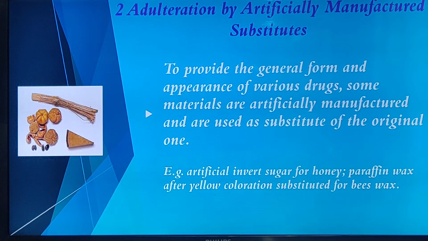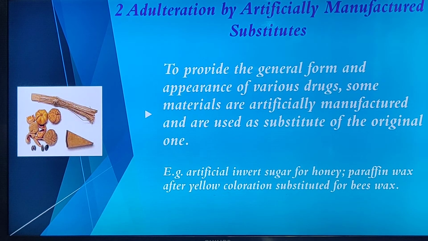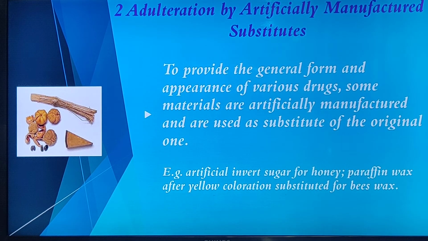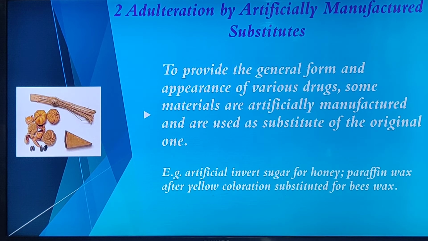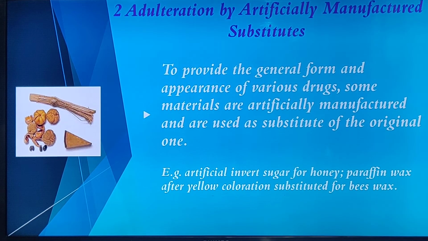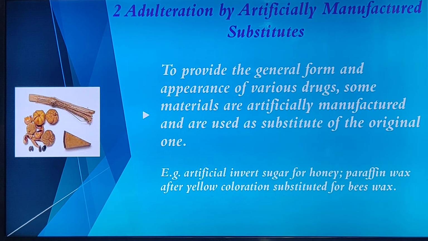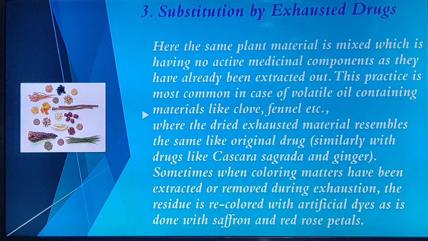Second is adulteration by artificially manufactured substitutes. To provide the general form and appearance of various drugs, some materials are artificially manufactured and are used as substitute of the original one. For example, artificial invert sugar is generally used to prepare honey, as well as paraffin wax. After giving it yellow coloration, it is substituted for beeswax.